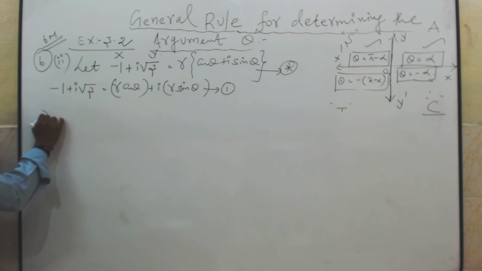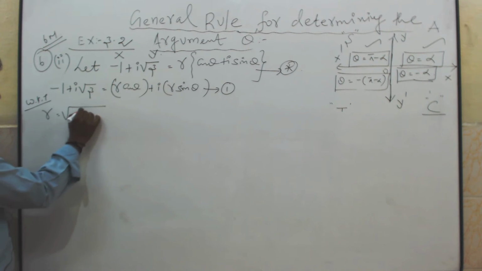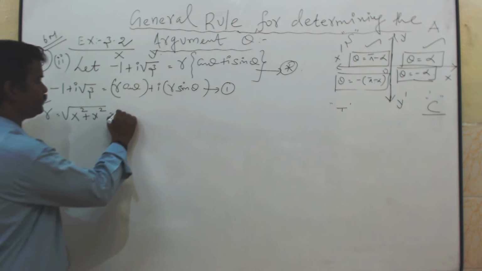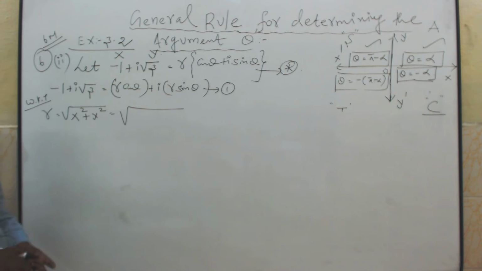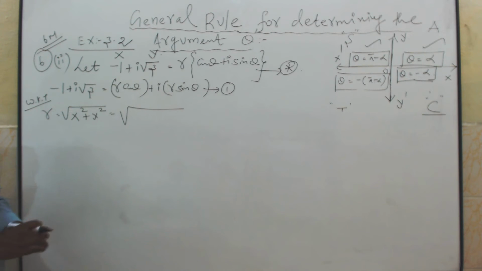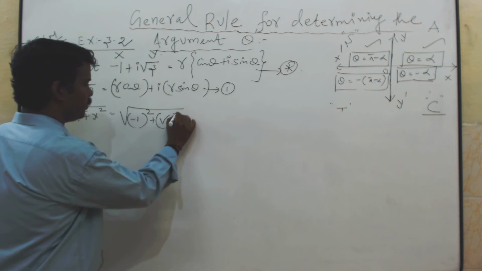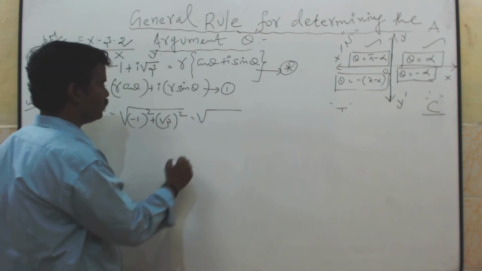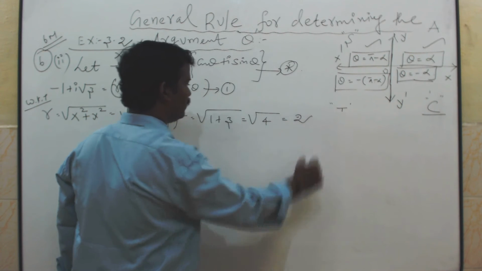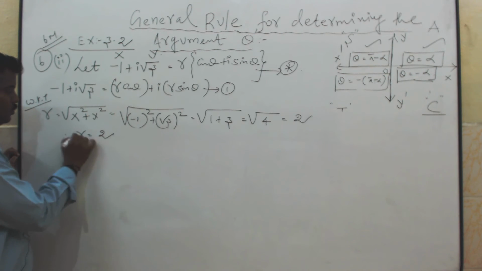First time r கண்டுபிடிச்சலாமா? We know that, what is the formula for finding r? It is root of x square plus y square. It is root of, what is the value of x? Minus 1. What is the value of y? It is square root of 3. Minus 1 the whole square plus root 3 the whole square. This root of 1 plus 3, that is root 4, that is equal to 2. So the value of R is 2.